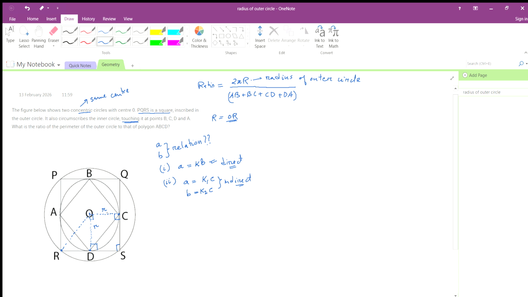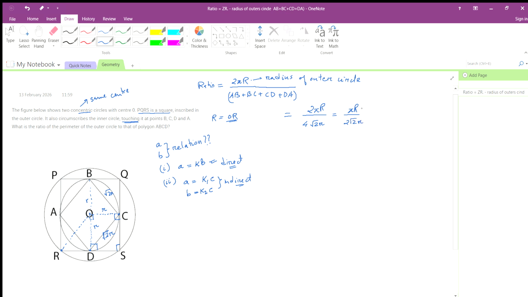So this is r, this is also r. So what will be DC? DC will be root 2 r. Okay. So we got the length of the side of the polygon ABCD. Now this is root 2 r. Similarly, if I join this, this is also r, this is also r. So this will also be root 2 r. So all the sides will be root 2 r. Right? So in my equation I can write this as 2 pi R divided by, since all the sides are equal, 4 times root 2 r. This will be pi R divided by 2 root 2 r.